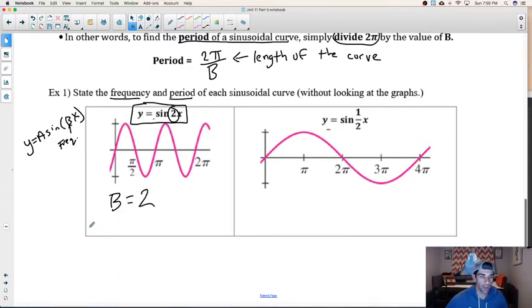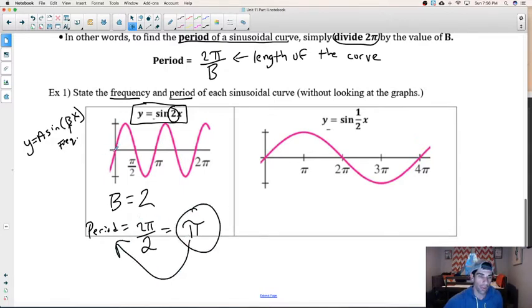Now to figure out the period, we do 2 pi divided by 2, and that gives us pi. So again, what does period mean? For this one the period was pi. It took from 0 to pi to complete one cycle. And that's what the definition is: how long did it take to complete one cycle of either a sine or a cosine?